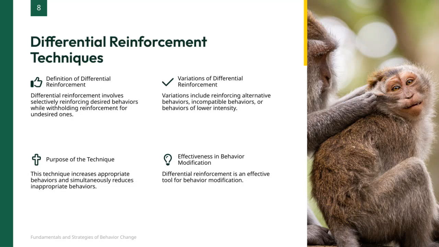Differential reinforcement is a strategy where we focus on encouraging behaviors we want to see by providing reinforcement, while intentionally not reinforcing behaviors we want to reduce. There are different ways to apply this technique. For example, we might reinforce alternative behaviors that serve the same purpose, behaviors that can occur at the same time as the unwanted behavior, or even behaviors that are less intense than the problem behavior. The goal here is twofold: to increase the frequency of appropriate behaviors and at the same time, decrease the occurrence of inappropriate ones. This balance makes differential reinforcement a powerful and effective tool when it comes to modifying behavior.